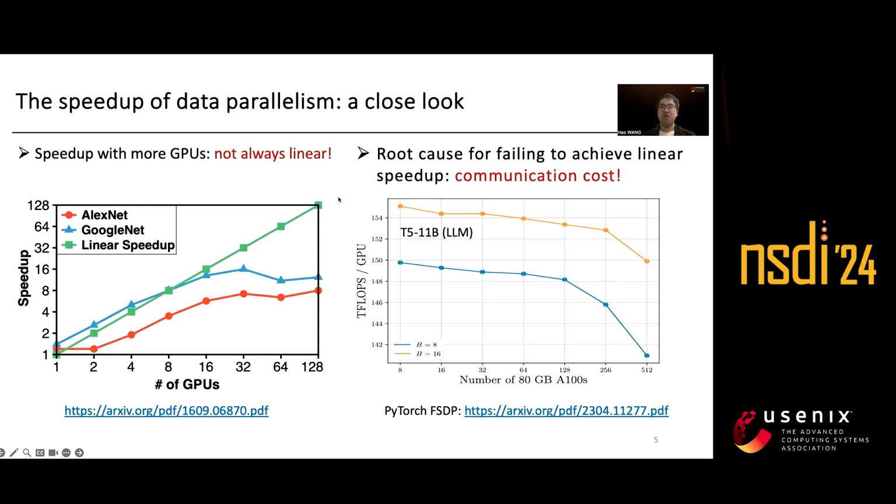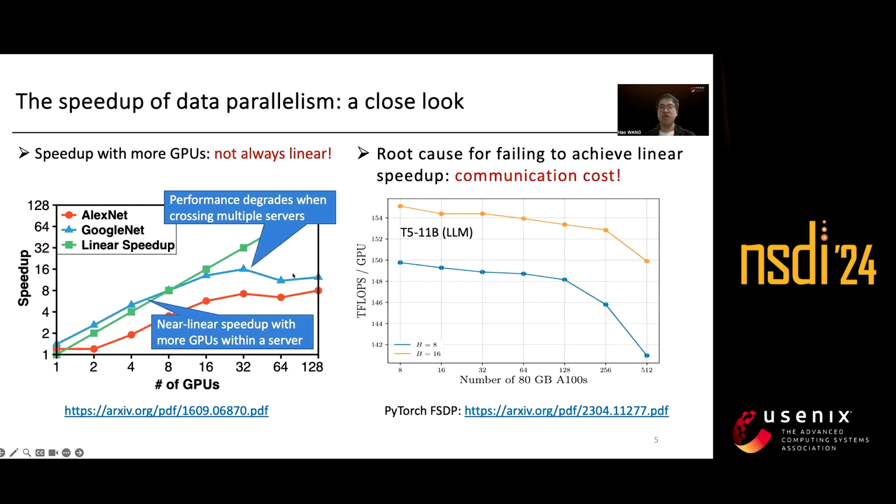However, linear scale-up is not the case in practice. Let's take a look at 2 examples. The left figure shows linear scale-up with more GPUs within a server, and performance decreases when approaching multiple servers. The right figure gives a more direct relation between FLOPS per GPU and the GPU number. As the number of GPUs increases, computing efficiency actually decreases. This is mainly because communication cost prevents a linear scale-up.